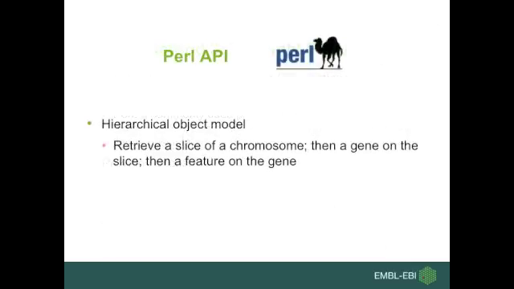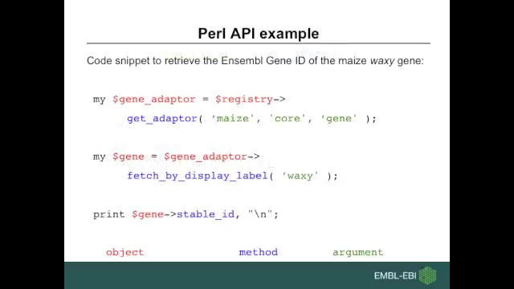And the basic principle is that you retrieve first perhaps a slice of a chromosome, then a gene on a slice, and then a feature on the gene. So it's a sort of drill-down model for getting towards particular data you might like. So here's an example. You want to get the gene ID of a maize waxy gene. So it's the same example we saw before.